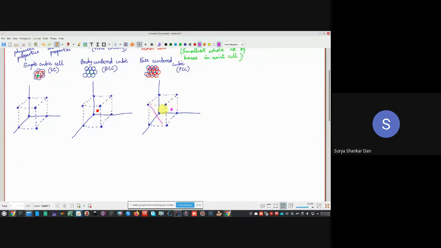In this face here, erase the diagonals. Okay? See, this and this atom. So here will be another one. Erase them, and so on. Okay. So this is for the FCC.